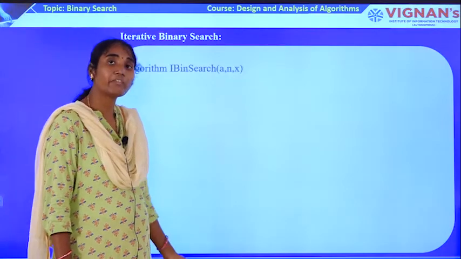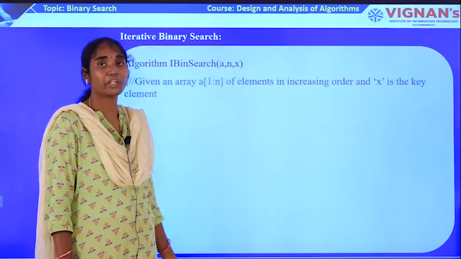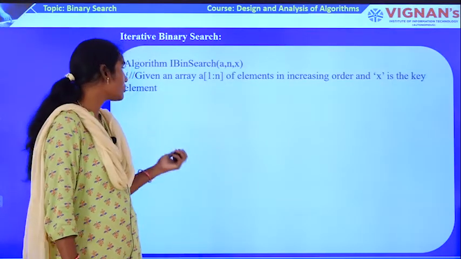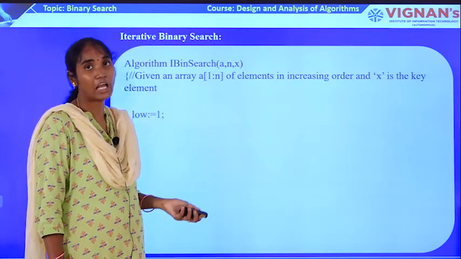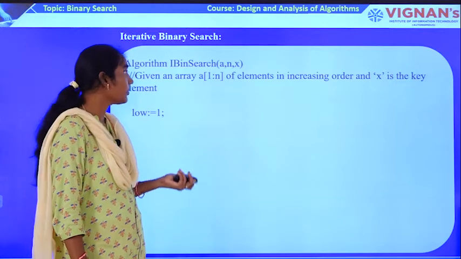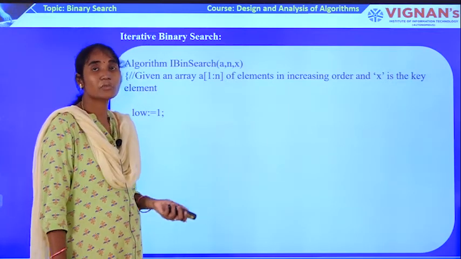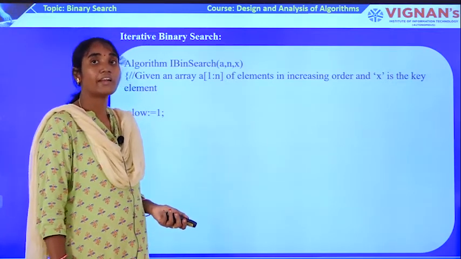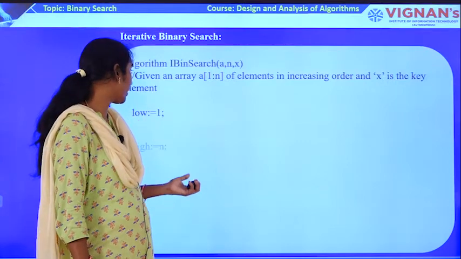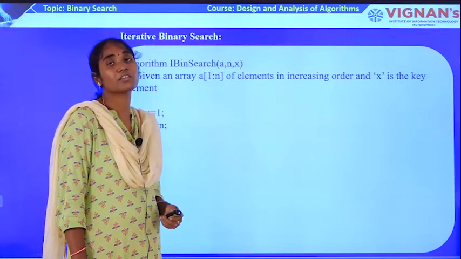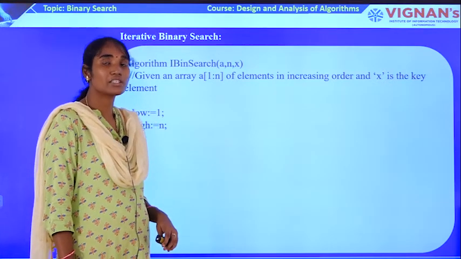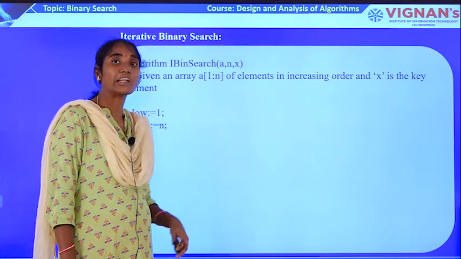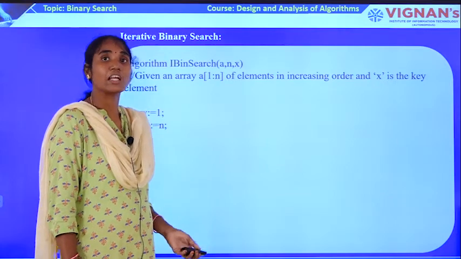Now let's see the iterative approach of binary search. Iterative means it uses a while loop or for loop, whatever loops we are having. Given an array of 1 to n, which means the array size is n, and x is the key element which we are going to find out. Initially the low value is initialized with 1 and the high value is initialized with n, because here we have taken the starting index as 1 and the ending index as n.